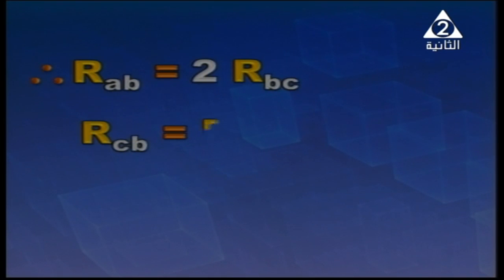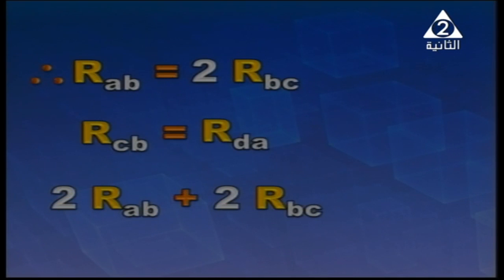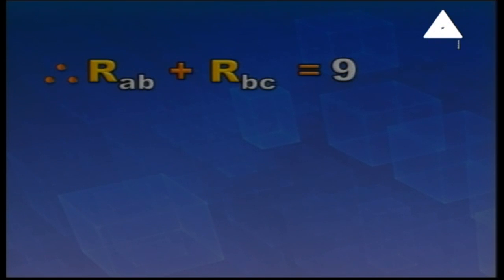Resistance of CB equals that of DA. And of course, twice the resistance of AB plus twice that of BC equals the total resistance, which is 18. So RAB plus RBC equals 9. And this is quite logical because the portions AB and BC form half of the rectangle, so the resistance is equal to 9.